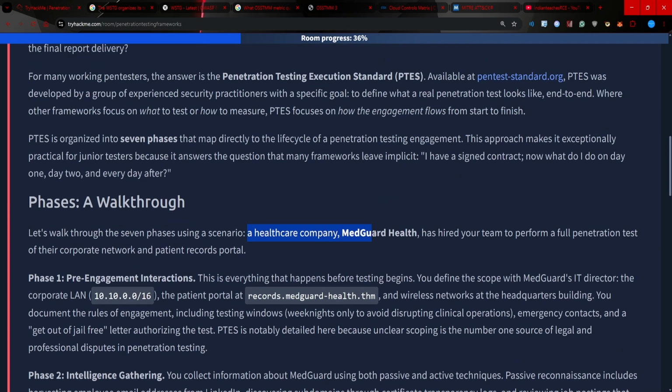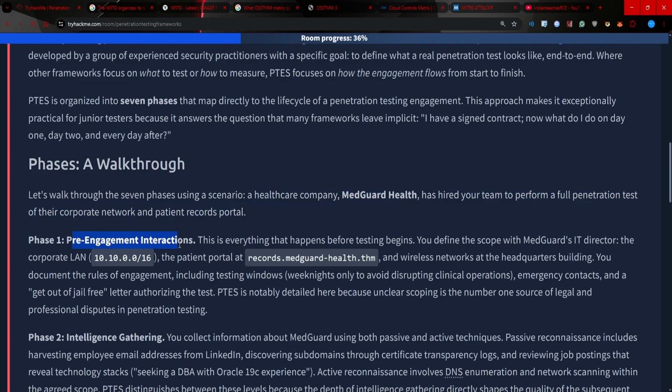A healthcare company, MedGuard Health, has hired your team to perform a full penetration test on their corporate network and patient record portal. Phase 1. Pre-engagement interaction. This is everything that happens before testing begins. You define the scope with MedGuard's IT director: the corporate LAN, the patient portal, and wireless networks at the headquarters building. You document the rules of engagement, including testing windows, weeknights only to avoid disrupting clinical operations, emergency contacts, and a get-out-of-jail-free letter authorizing the test.